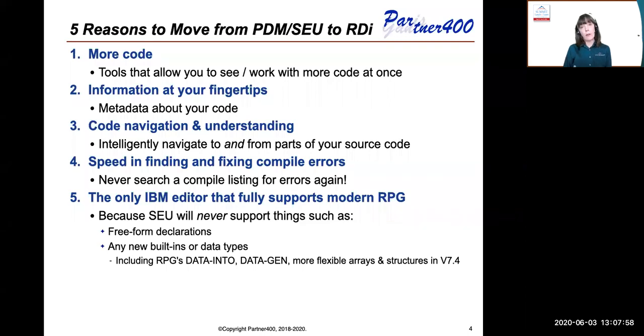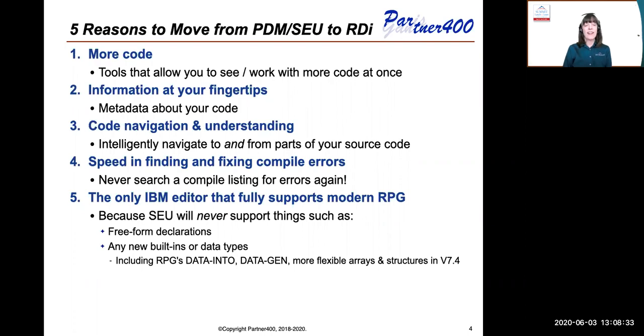There's a lot of help with code navigation and understanding. So you open up a source member, maybe one you're not intimately familiar with, and you have to feel your way around and figure out what's going on. We'll talk about how RDI can help you intelligently navigate both to and from parts of your code. So you're sitting on line 57 and you jump down to line 1157 and then you want to get right back up to 57 again. How do I do that? Yeah, so we'll talk about some of those tools.